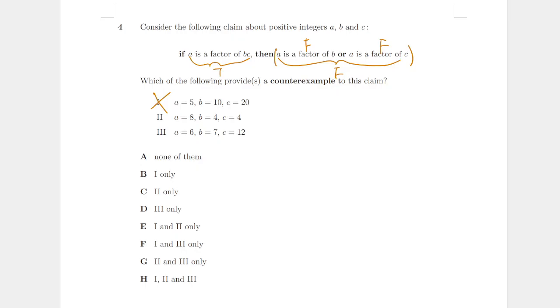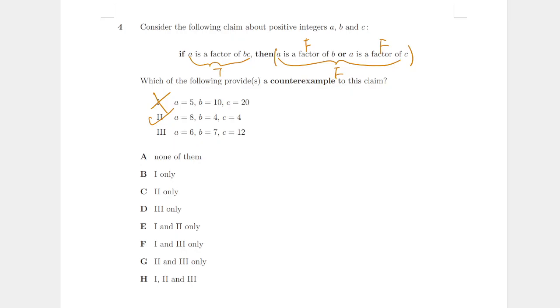Cool. Okay, 2. If a is a factor of bc, so if 8 is a factor of 16, yes, that's true. Then a is a factor of b, or a is a factor of c. So 8 is not a factor of 4, and 8 is also not a factor of 4, so 2 is good. All right, so 2 is a counterexample.